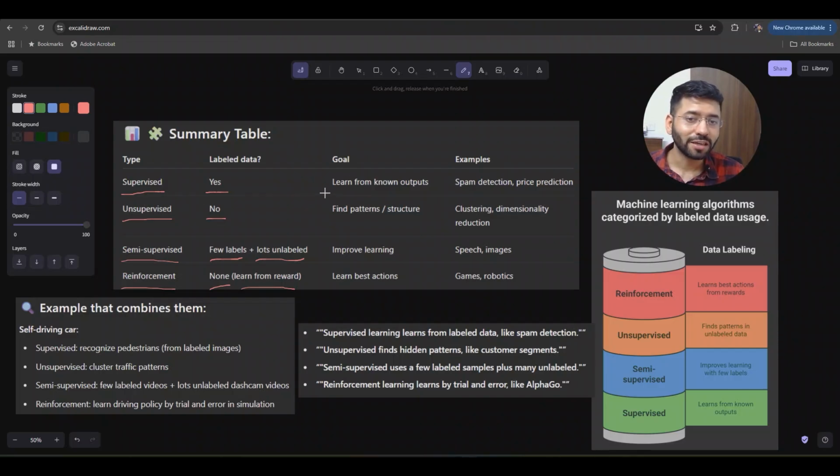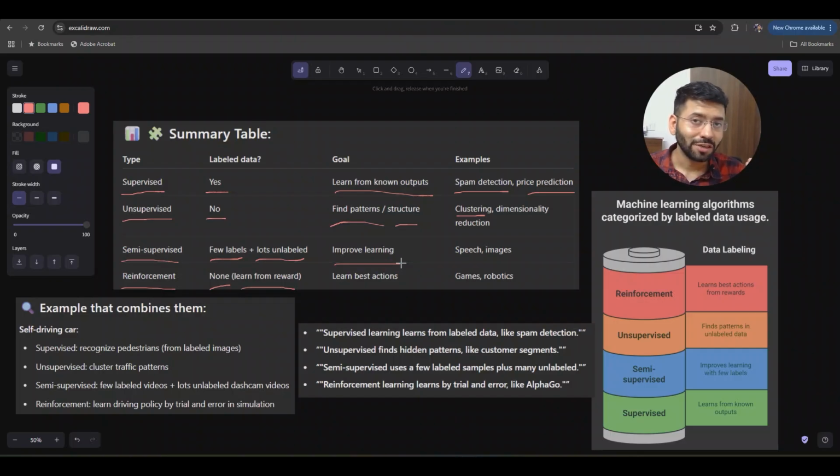The goal of supervised learning is to learn from the known outputs, because in supervised you are given a known input and you also have a known output mapping. So basically it's kind of a teaching model from which you can learn. Some examples can be spam detection and price prediction. Now talking about the unsupervised model, the goal is to find the patterns and structure. Some examples can be the clustering of data, like there is data and you need to do the grouping of the customers.